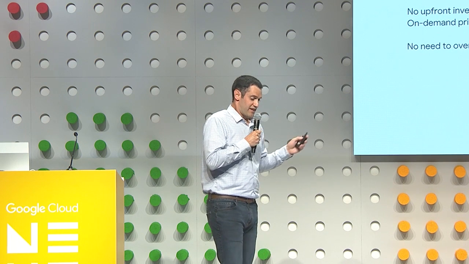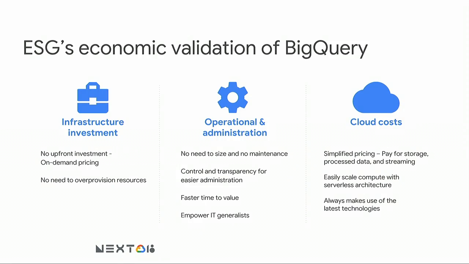So some of the takeaways from the validation, first on the infrastructure side, with BigQuery, you can leverage on-demand pricing, so there's no upfront investment, which is fantastic. And then you really don't have to worry about over-provisioning resources because they spin up automatically based on the demand of the query. Next, on the OpEx side, don't worry about sizing, don't worry about maintenance, really empowering that generalist to do more. And finally, cloud costs.